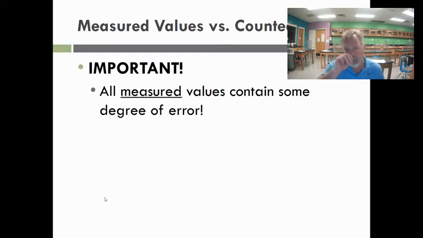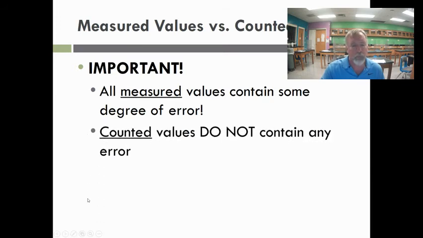As opposed to a counted value. A counted value does not contain any error. Well, let's think about that for a minute. What do we measure versus what do we count? And why do counted things not have any error?